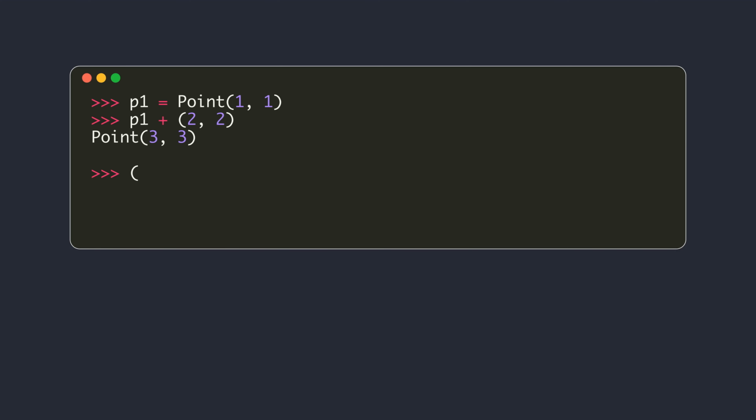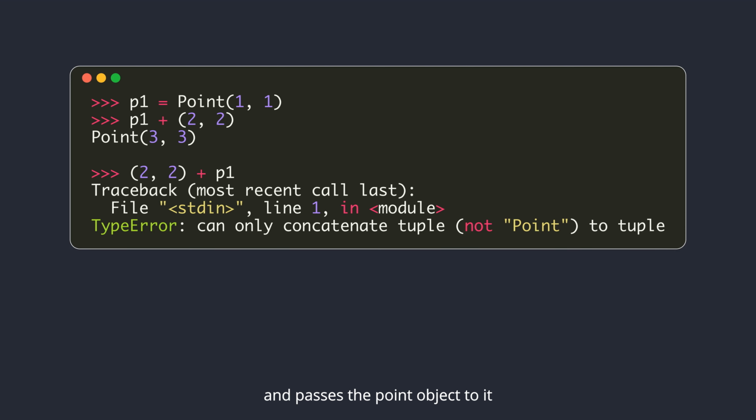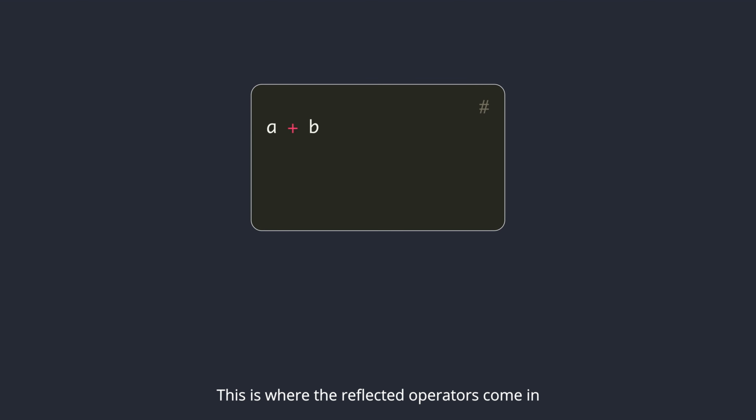The problem is that you can only have the tuple object on the right side of the plus operator. When the tuple is on the left side of the plus operator, Python calls the tuple's dunder-add method and passes the point object to it. The tuple class is unaware of our point object and doesn't know how to perform addition with it. This is where the reflected operators come in.